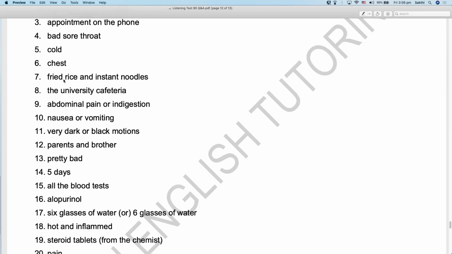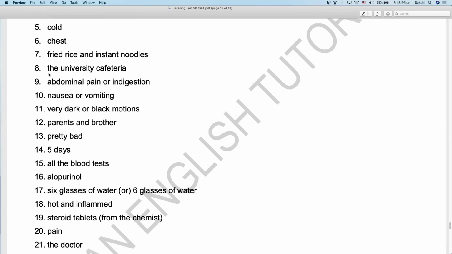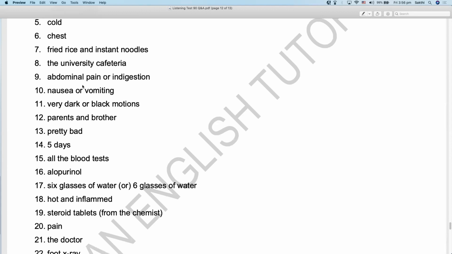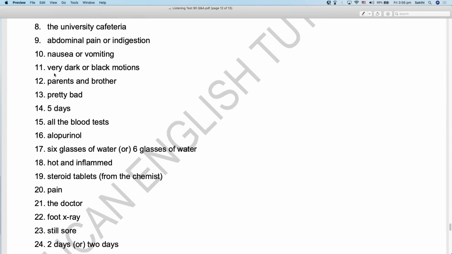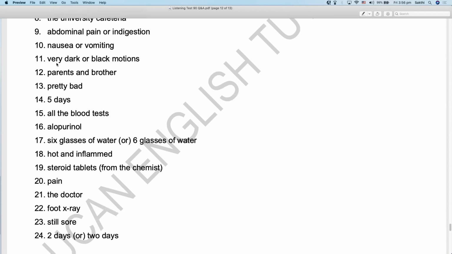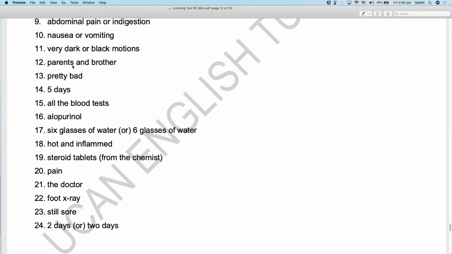Question number 7 is fried rice and instant noodles. For question number 8, the answer is the university cafeteria. Question number 9 has got the answer abdominal pain or indigestion. Question number 10, the answer is nausea or vomiting. Question number 11, the answer is very dark or black motions. Question number 12, the answer is parents and brother. Question number 13, the answer is pretty bad.